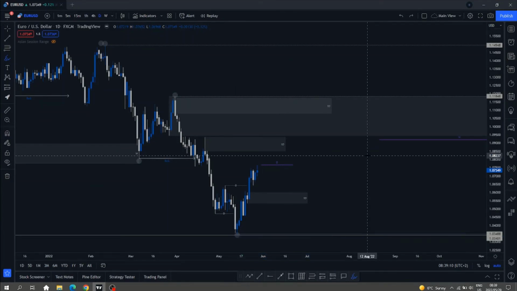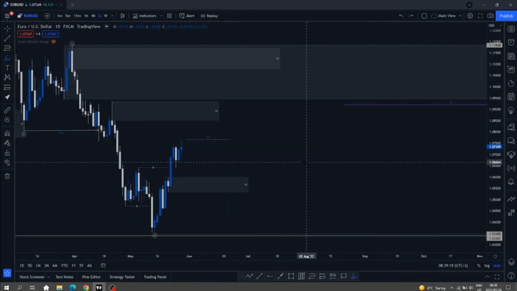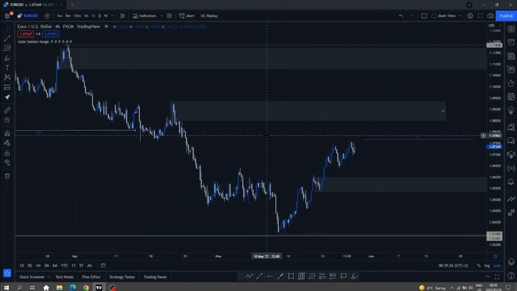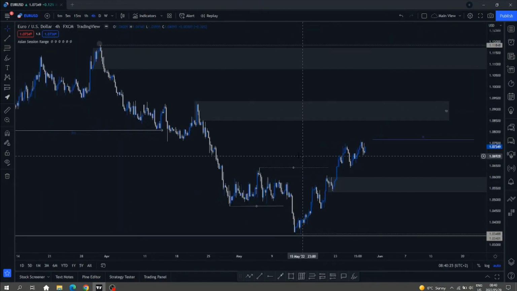So now that we have a very clear picture of what we could potentially see for the remainder of Q2 here on EURUSD, I want to leave you guys with some potential intraday opportunities that you could capitalize on when looking at this pair. So for that, I want to go down to my 4-hour chart. So we can see that we have our daily change of character in here.